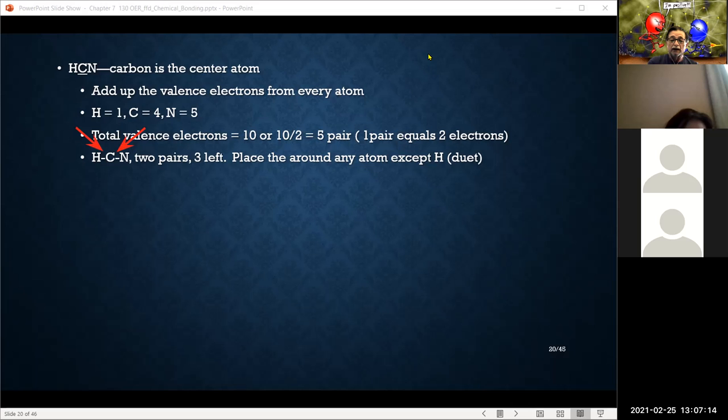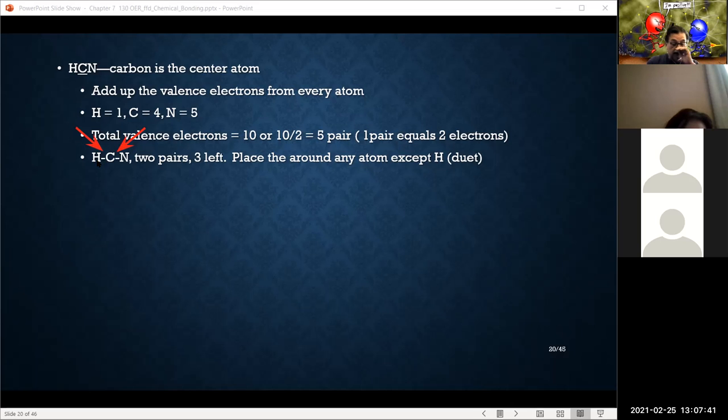Okay, except hydrogen. Why? Because hydrogen has the duet rule. It does not have the octet rule. Hydrogen will only make 1 bond. Okay, so put that in long-term memory. Only 1 bond. So I cannot add more hydrogens around hydrogen.